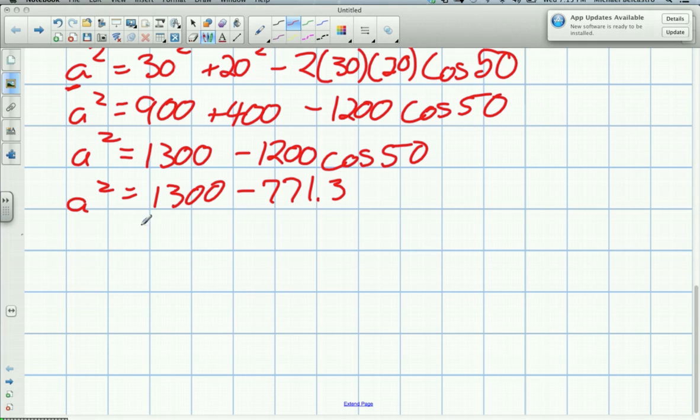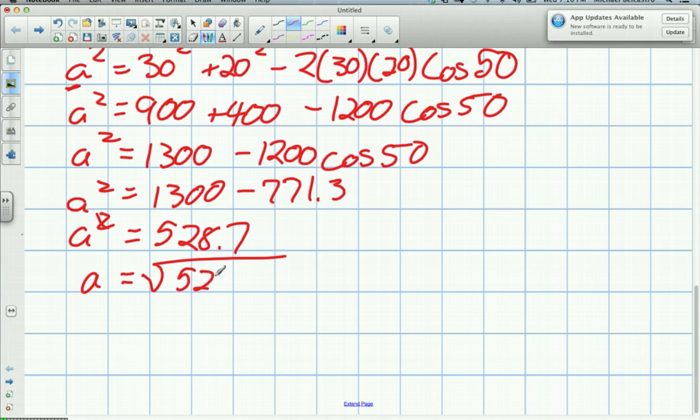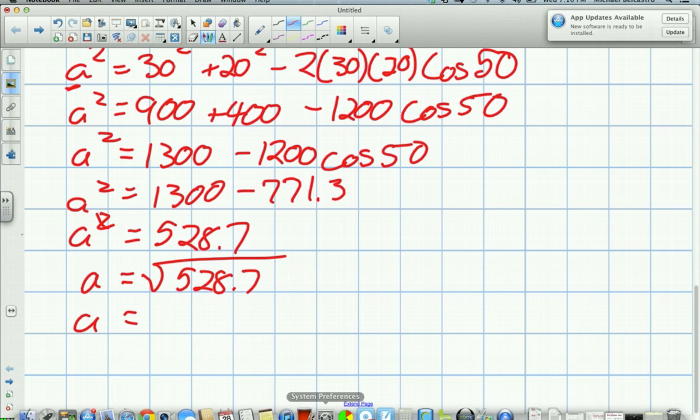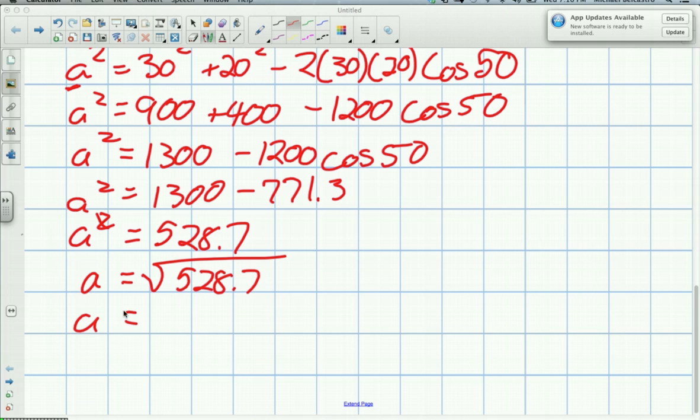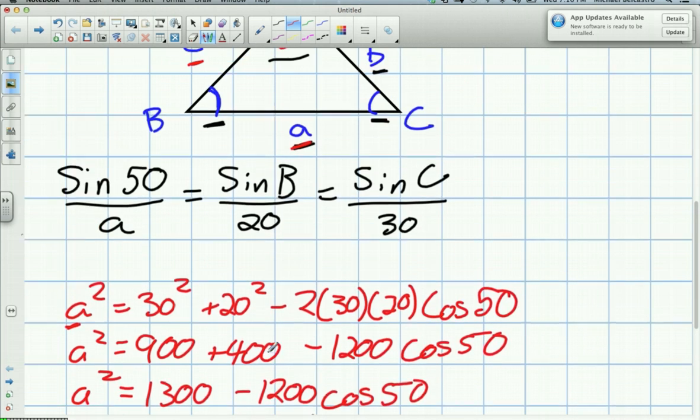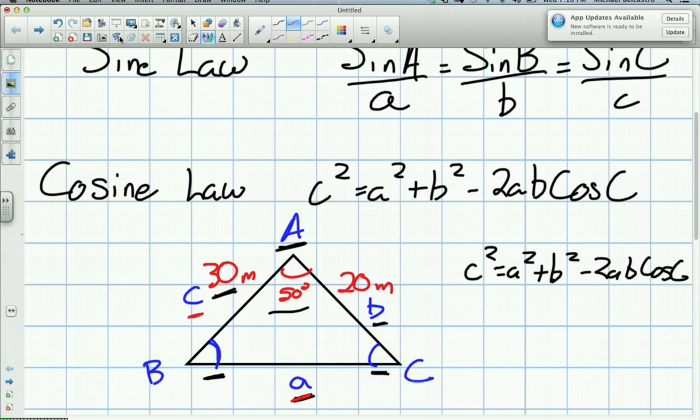So we have 528.7 equals A squared. Well, to get rid of that squared, it needs to become square rooted on this side. So the distance of A is the square root of that, which in my calculator, I just hit square root for this one. 22.99. It is approximately 23, right? Yeah, 22.99, really. Very close enough. So we've just used cosine to solve for side A, which is 23 in this case.